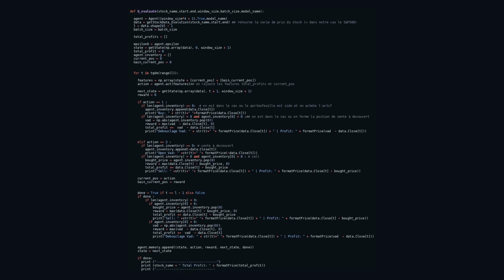The GEVALUATE function appears to play a key role in assessing the performance of a reinforcement learning agent tasked with stock trading decisions. Let's delve into the details of the function's parameters. 1. Stock name. This parameter likely pinpoints the specific stock under evaluation by the agent. 2. Start. This parameter probably denotes the commencement date of the evaluation period. 3. End. This parameter presumably signifies the conclusion date of the evaluation period.